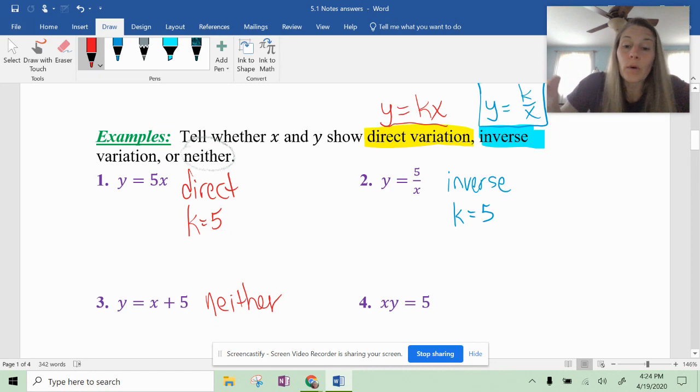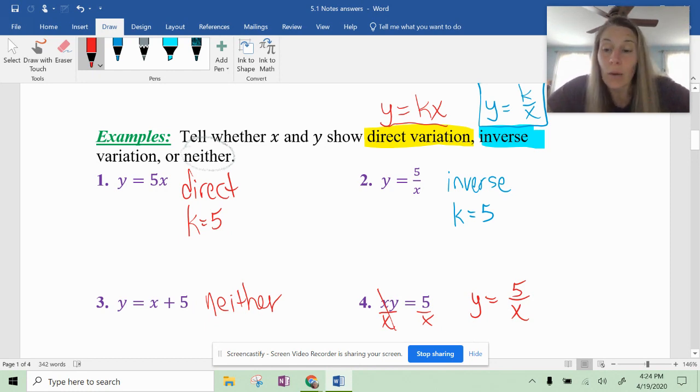Now, number 4, we want to get the y by itself so that we can determine which type it is. So we would divide both sides of the equation by x. So that gives us y equals 5 over x. And now we can see it's the exact same thing that we had in number 2. So this would also qualify as inverse variation.